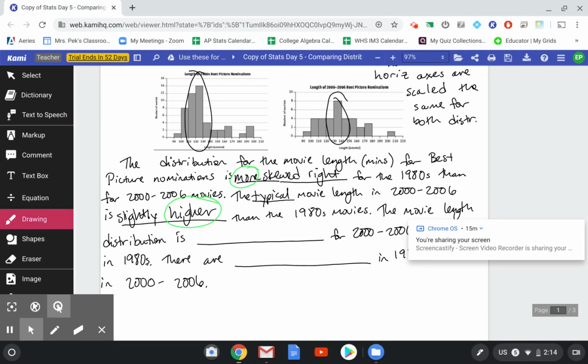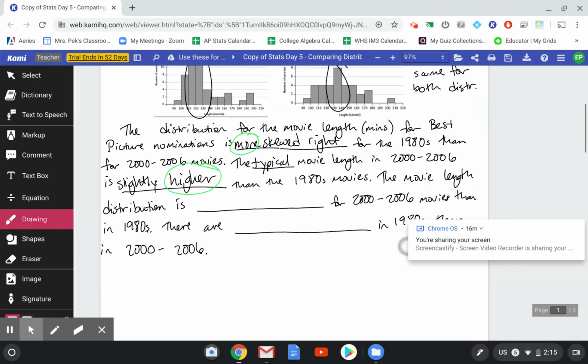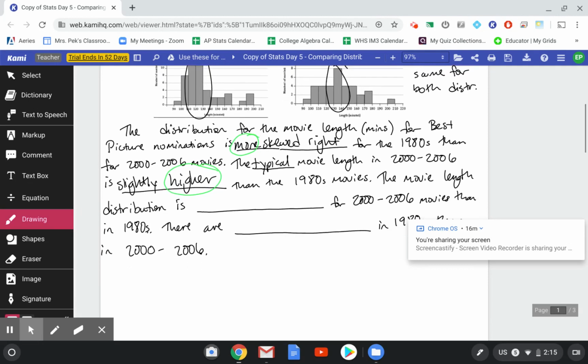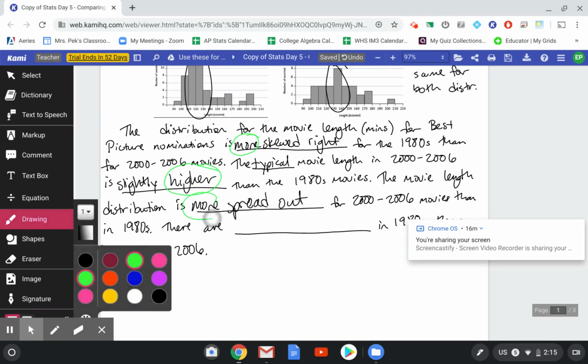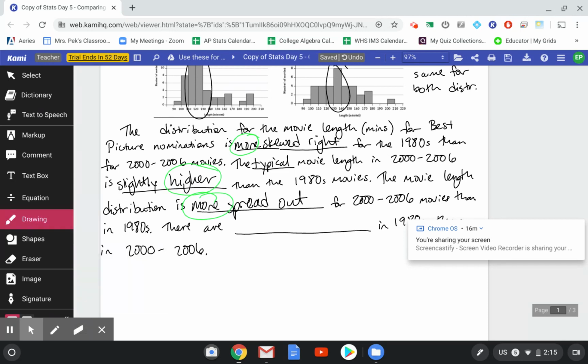Now here we're supposed to be talking about spread, but because we don't have the data values, we can't talk about the standard deviation or the IQR. So what we're going to just say is which one is more spread out than the other. If we look at the 2000 to 2006 movies, they're definitely more spread out than the other one. So I'm just going to write more spread out. And again, that more piece of it is that important comparative word.